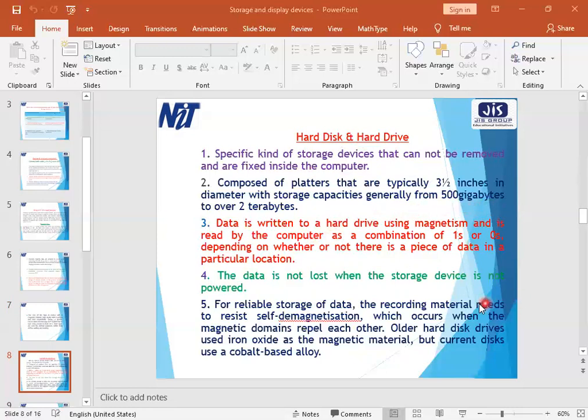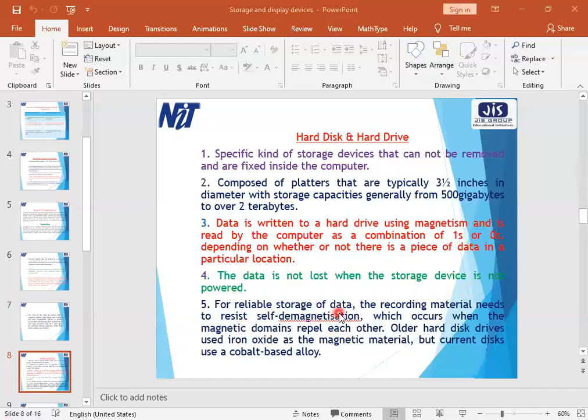That is not required. Data is written to the hard drive using magnetism and is read by the computer as a combination of ones or zeros. So data is stored using the magnetic properties of the material, but it is also encoded using zeros and ones. In the binary system, every word or every syllable is written using zeros and ones, so data will be stored there in terms of zeros or ones. The data is not lost when the storage device is not powered in the hard disk, which happens in the RAM, random access memory.